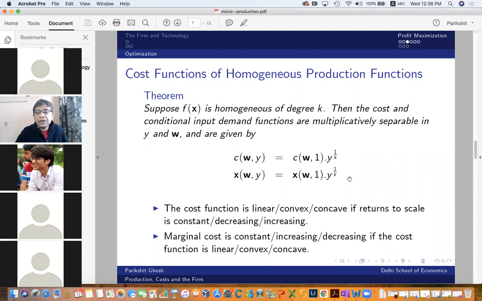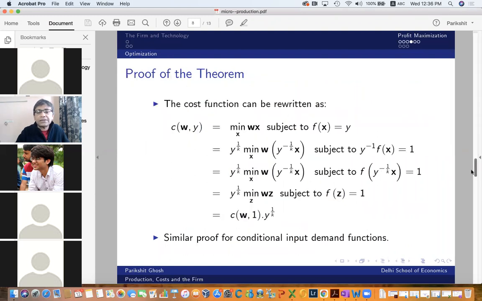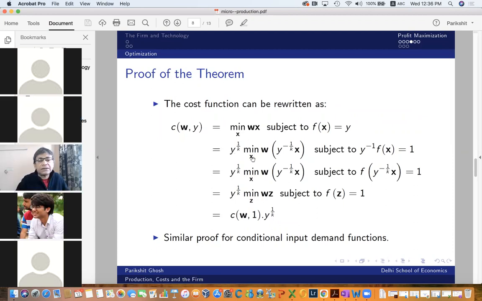And let me sketch the proof for this on the next slide. The proof is quite easy and short. But I'll come back and take questions. Just hold up. Let me finish this proof, and then I'll open it up.